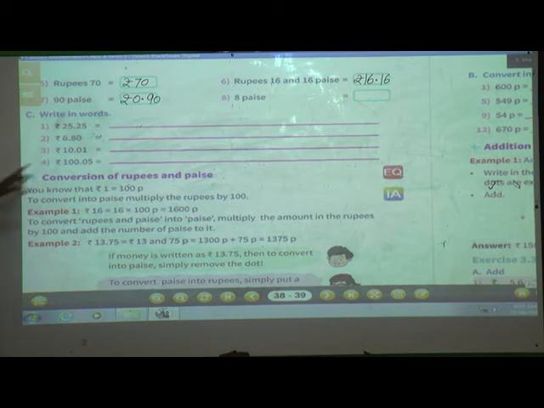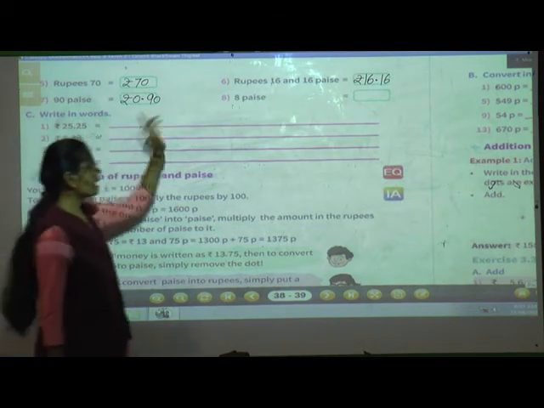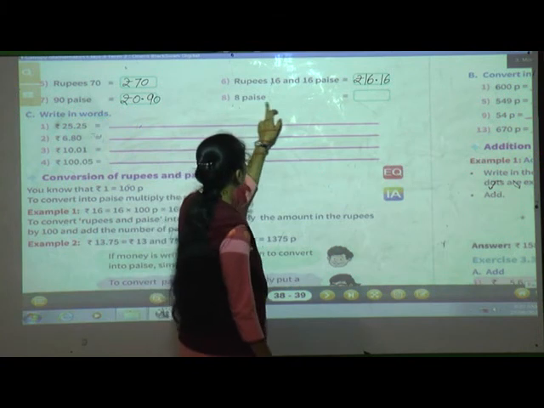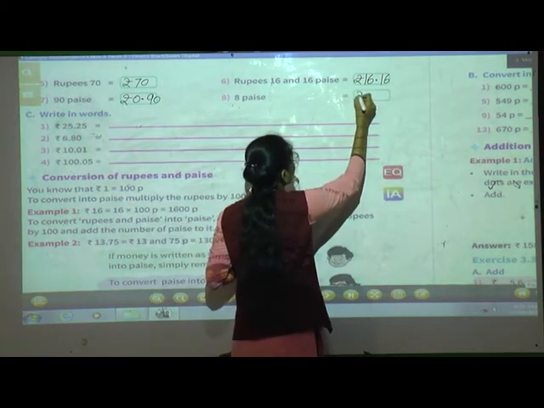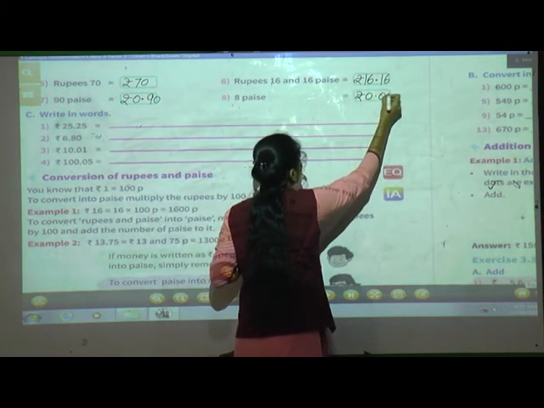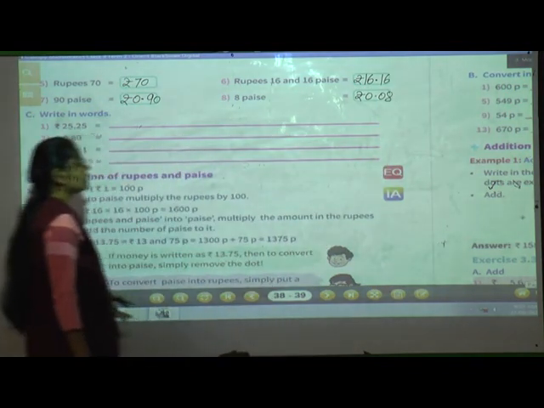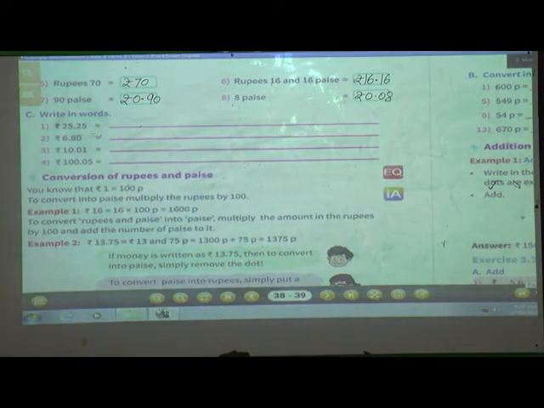Then the last one, here 8 paise means again rupees 0.08. In this way you can solve the B question. Now students, in this exercise one more question is there. That is the last question. Question number C.